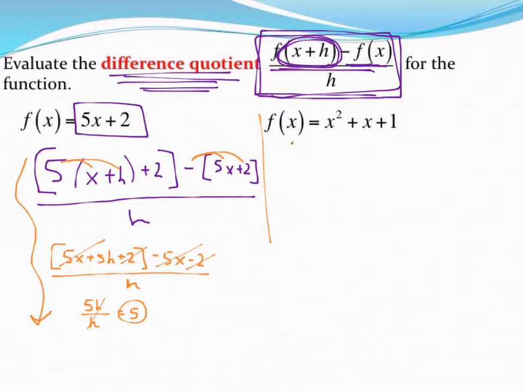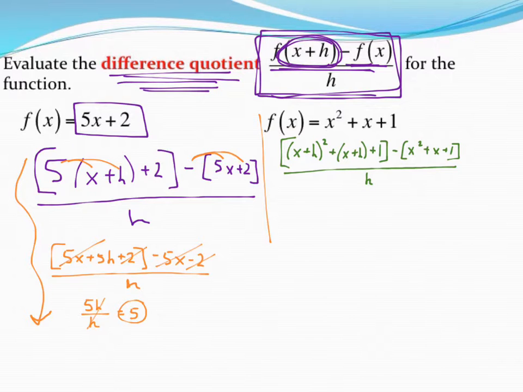So everywhere you see an x, just go x plus h instead, squared, plus, we're going to replace that with x plus h as well, and then plus 1. And again, throw that whole thing into brackets. And then after that, we're going to subtract, just rewrite the original problem. So x squared plus x plus 1. Okay, so the x plus h, we're going to subtract that from the original one. That whole thing is divided by h.